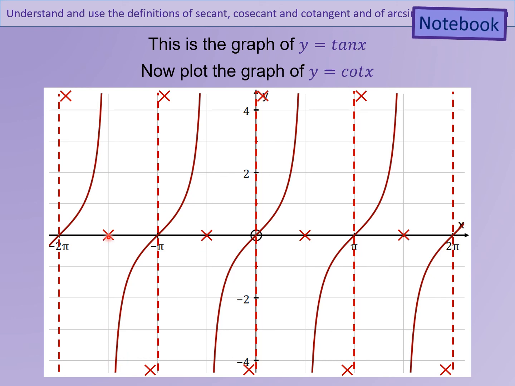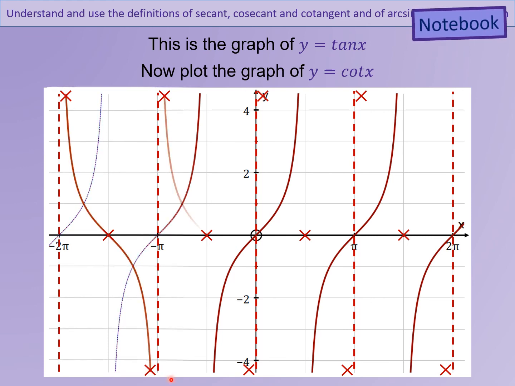So I can put in a 0 there. So what happens is it comes down to that. Don't do it as a straight line. It's not a straight line. It is going to be almost the same as the tan function. It's going to look like that.